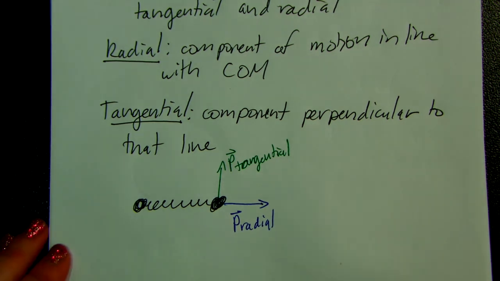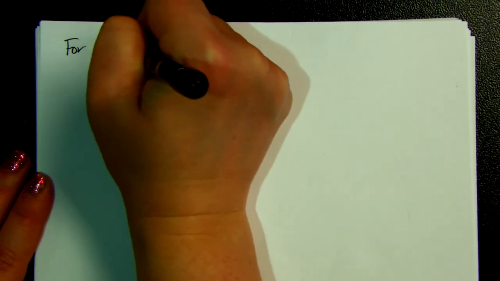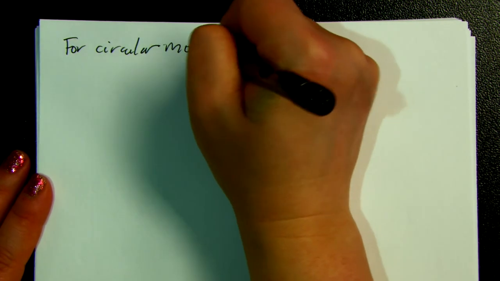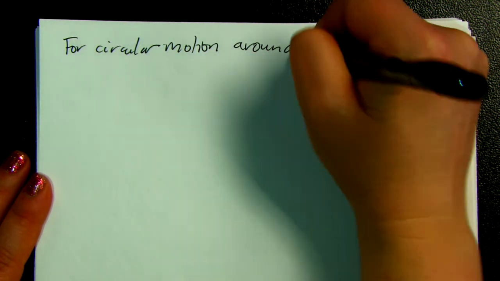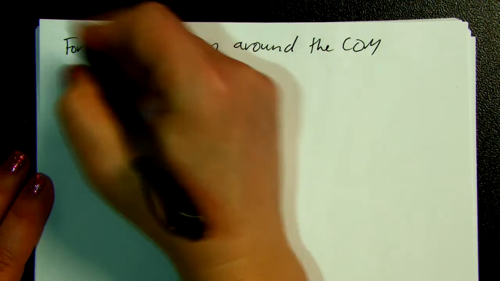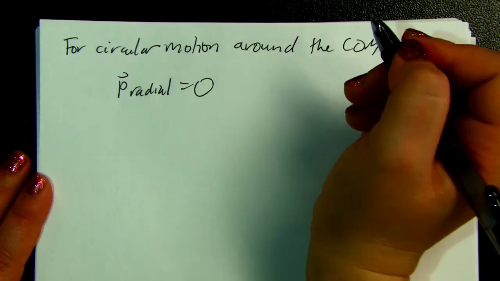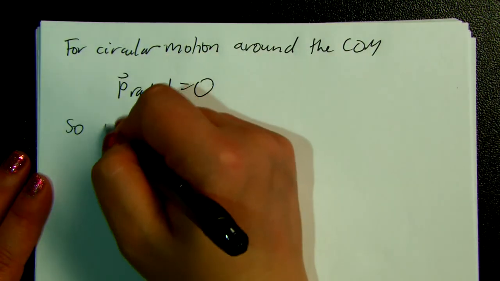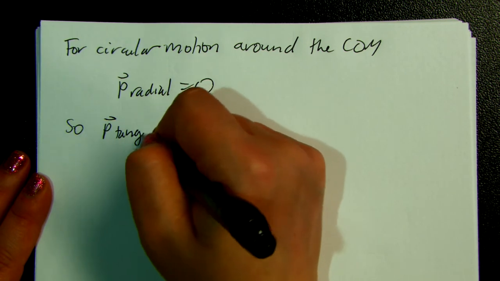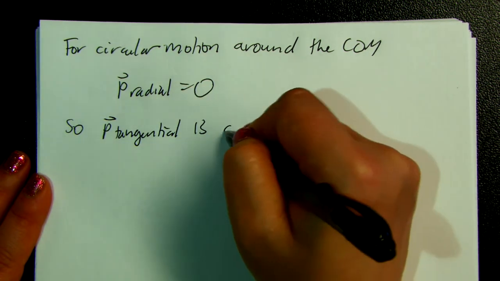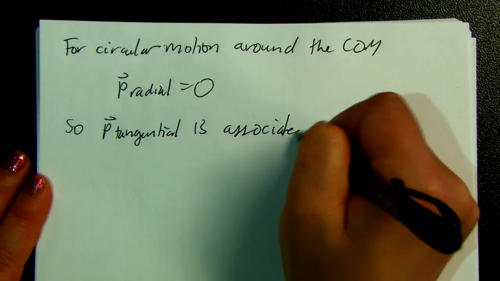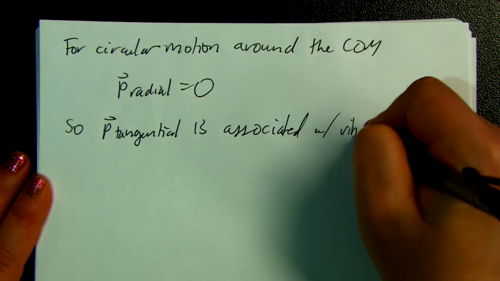All right, so for circular motion around the center of mass, P radial is equal to 0. So P tangential is associated with vibration.